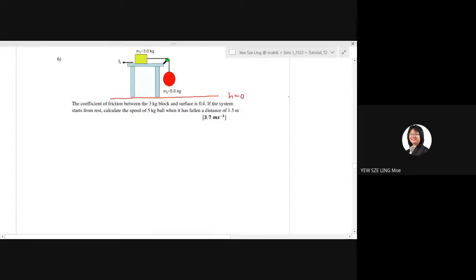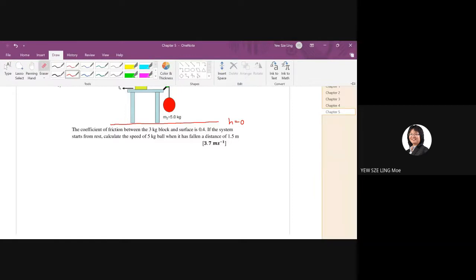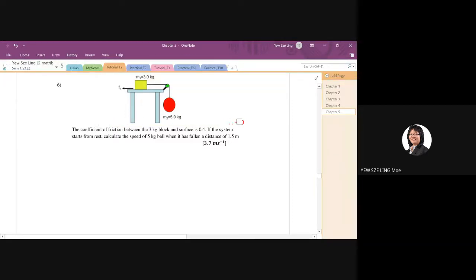And then how about the object? The ball has fallen a distance of 1.5 meter. So the final position is initial minus 1.5, but we don't have the initial position of the ball. Let's assume the initial position of the ball. I'm going to redraw the diagram. I need 2 diagrams in this question, with the ground as h equal to 0.